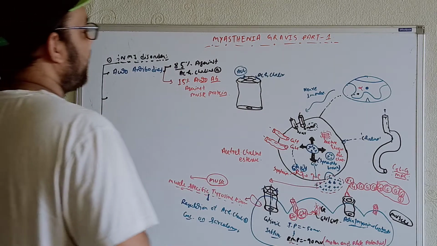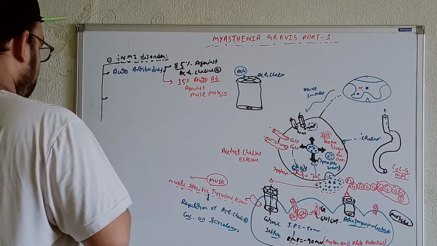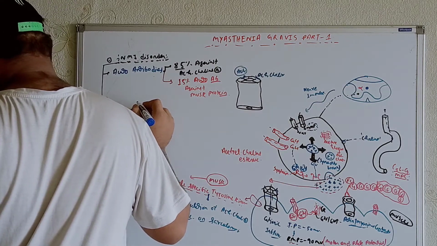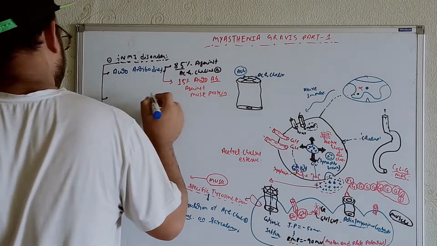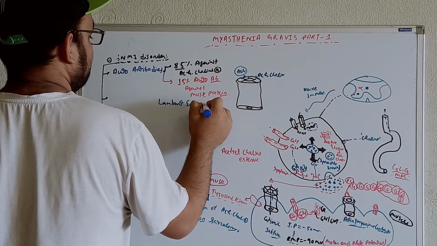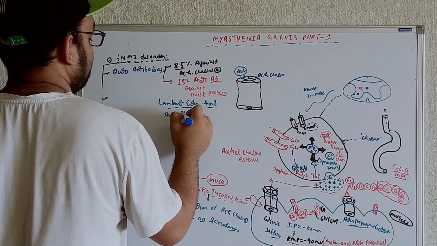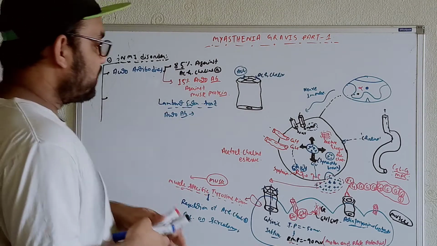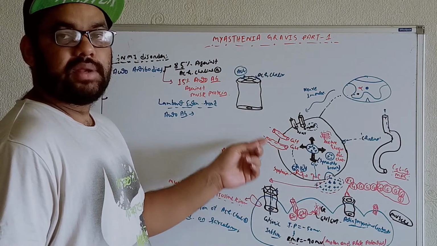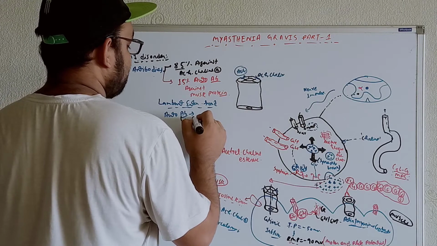Now, just like myasthenia gravis, there is another kind of disease known as Lambert-Eaton syndrome. What do we get in Lambert-Eaton syndrome? In these cases, we get autoantibodies against the voltage-sensitive calcium channel. Specifically, against the presynaptic voltage-sensitive calcium channel.